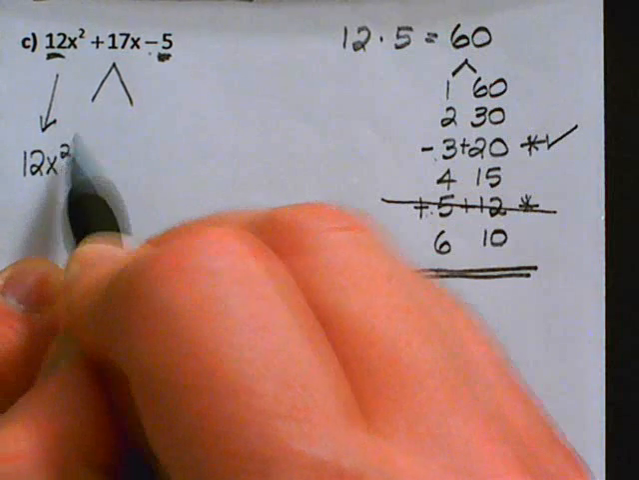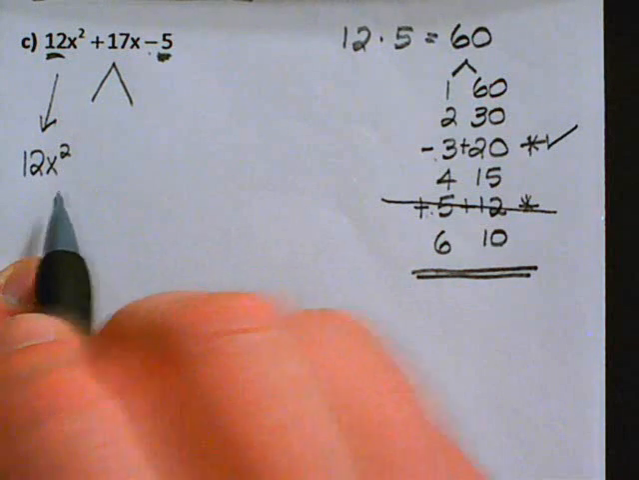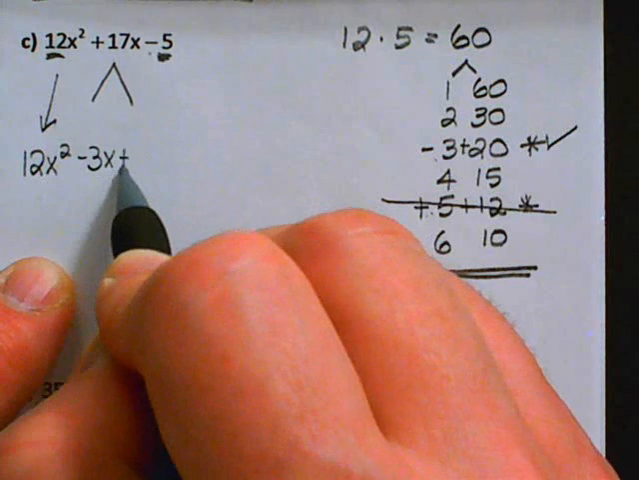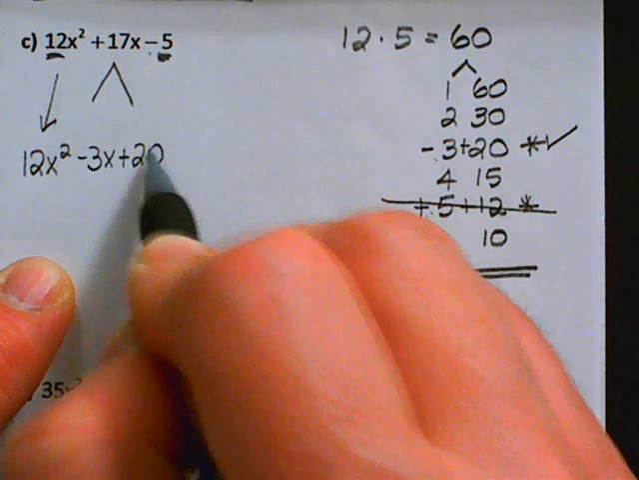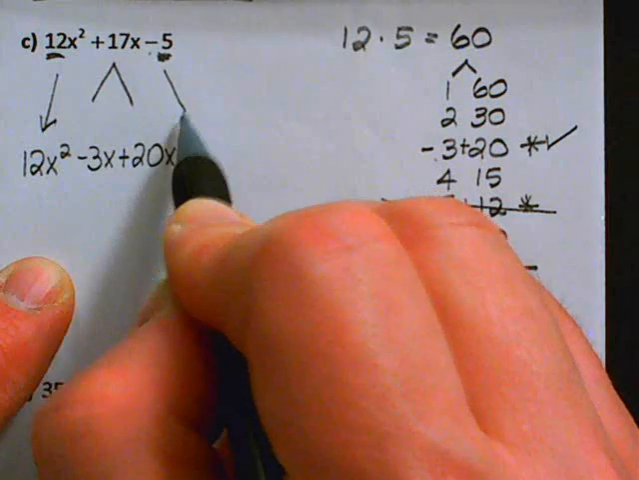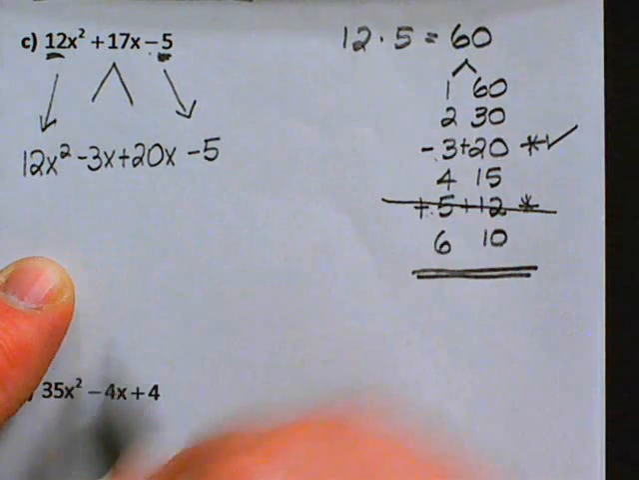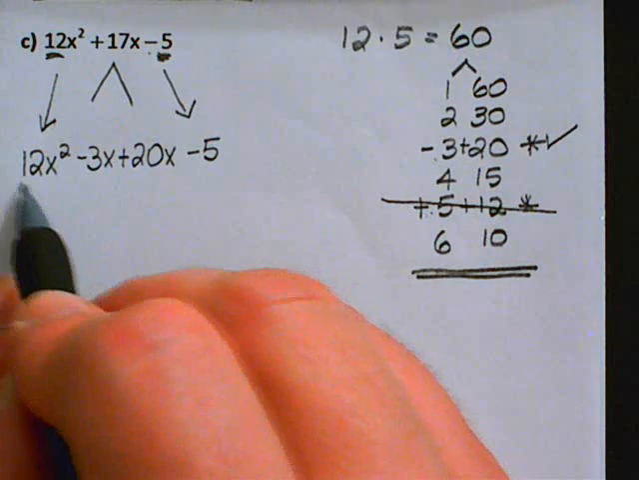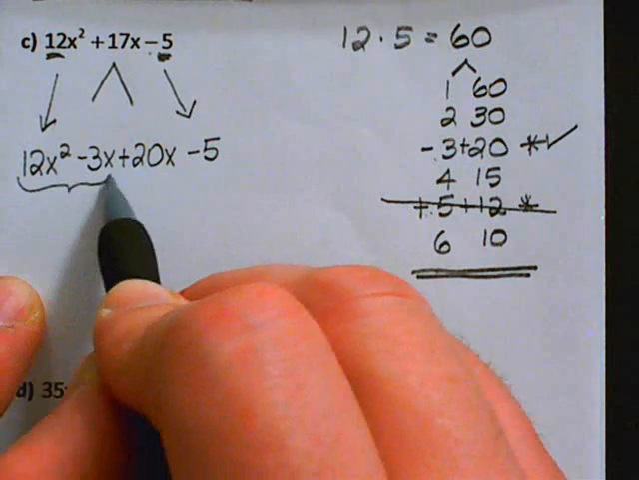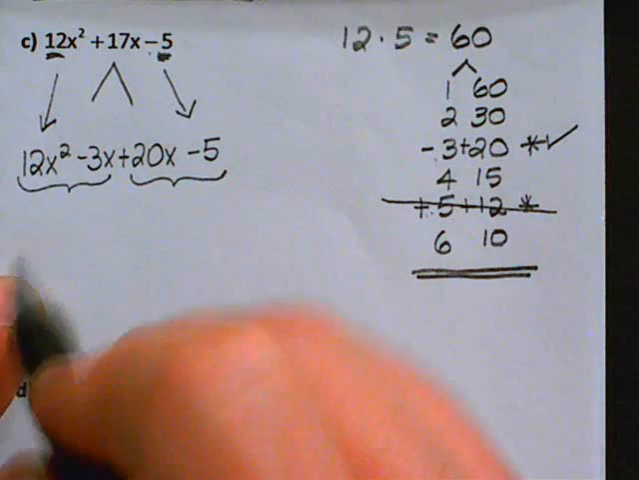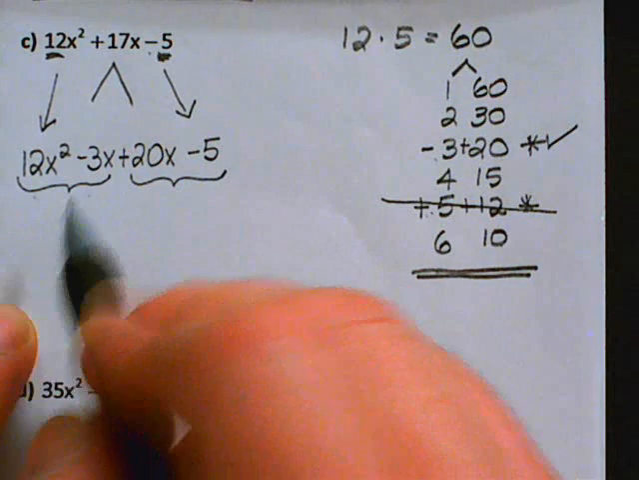With that decided, come over here and copy the first term. Break down the middle term with 3x plus 20x and bring down the negative 5. With that said, let's go ahead and group the first two and the last two.